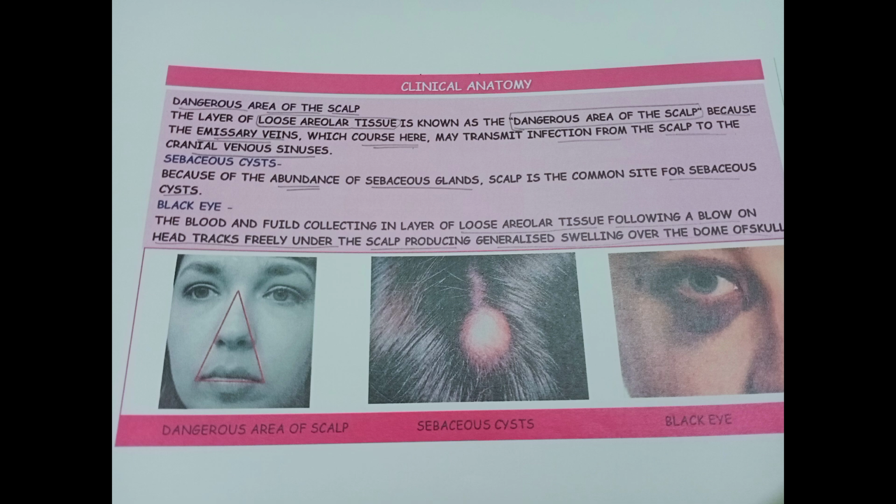Next is black eye, due to the accumulation of blood and fluid in the layer of loose areolar tissue. A blow on the head can track freely under the scalp, which produces generalized swelling over the bone of the skull. Just remember the points and draw the diagrams for an effective answer.